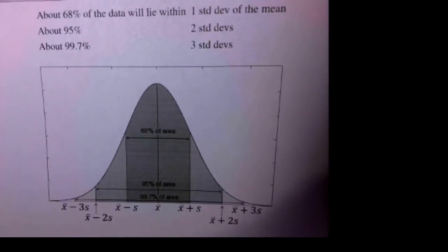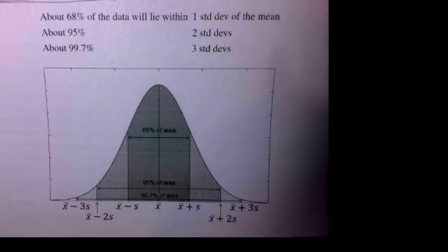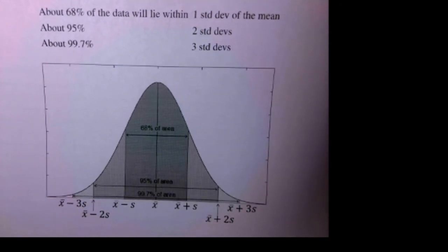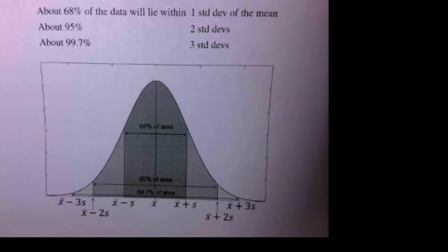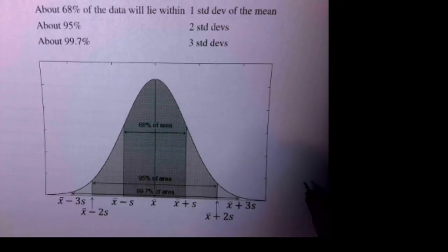And what the empirical rule says is about 68% of that data will lie within one standard deviation of the mean of the data. About 95% will lie within two standard deviations, and nearly all of it, 99.7%, will lie within three standard deviations. Okay? In fact, in many real data sets, almost all of it lies within two standard deviations. But in any case, here's a picture of that.